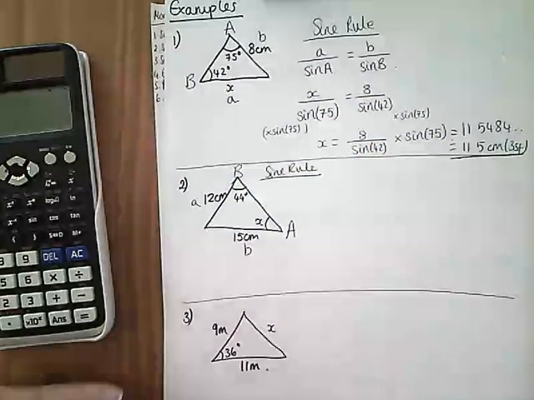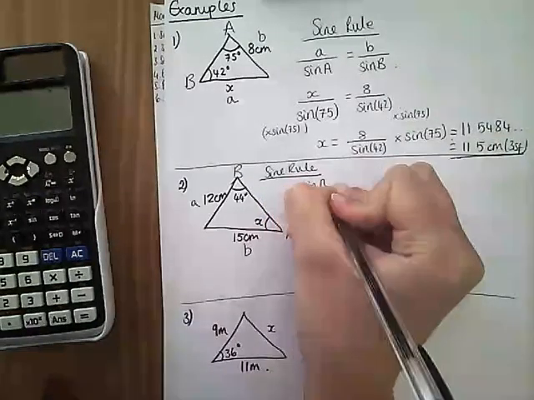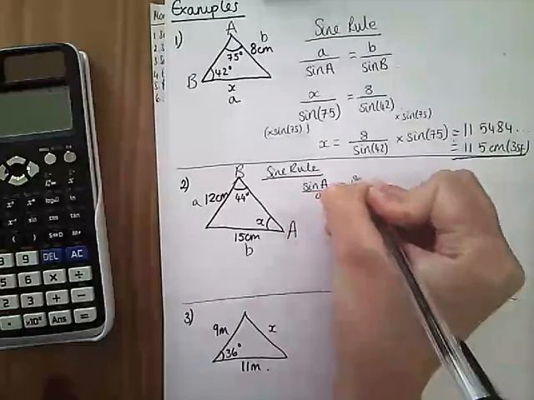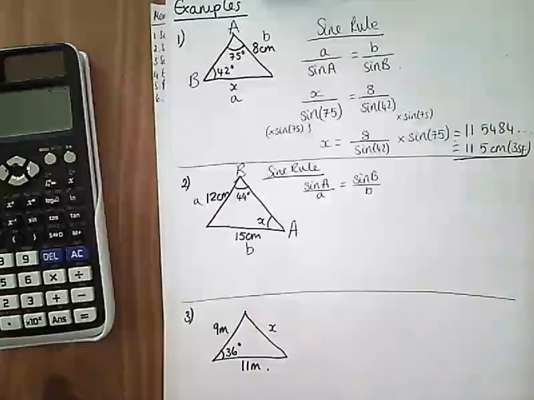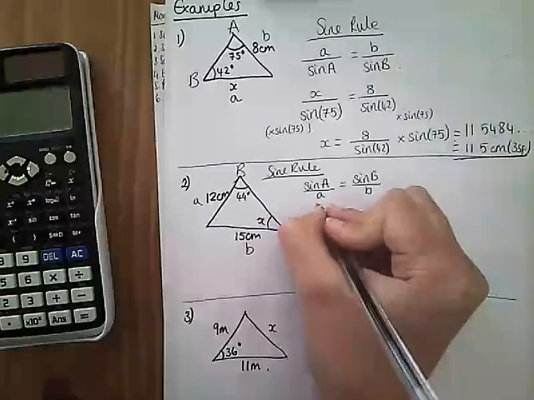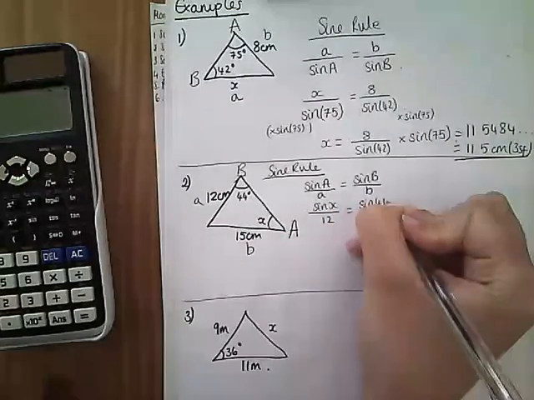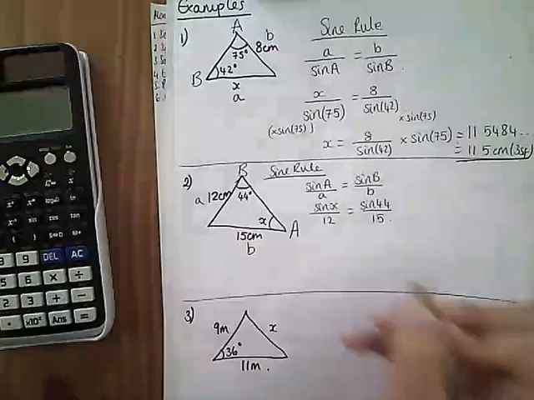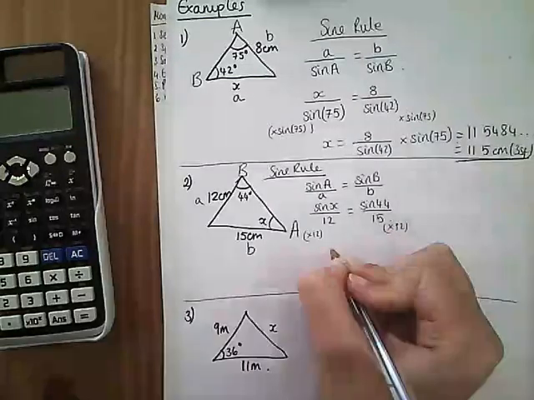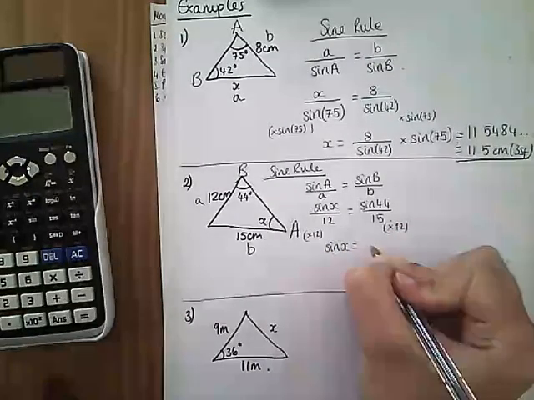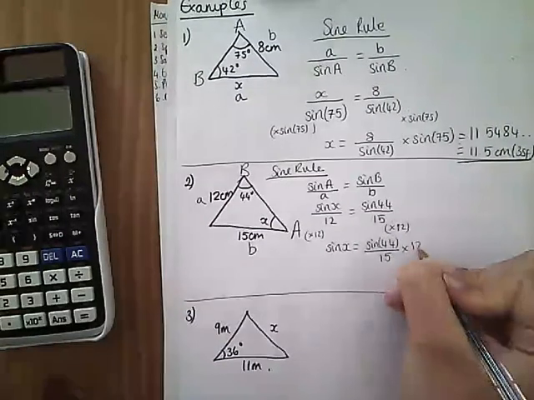Now this time we are trying to find an angle, so we want to use the sine rule the other way up. So sine A over little a is sine B over little b. Again, now it's just a case of substitution. So sine x over 12 equals sine 44 over 15. Same thing again, we want sine x on its own. So to reverse the divide by 12, I have to times both sides by 12. So I get sine x is sine 44 over 15 times by 12.